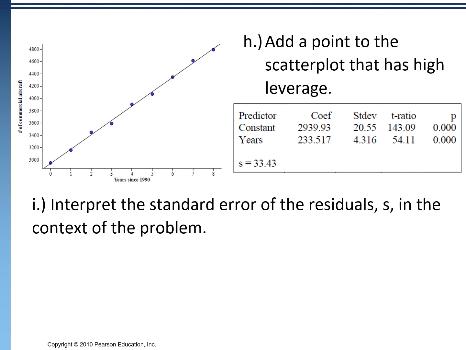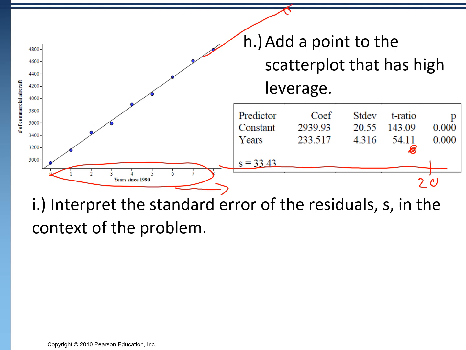So a high leverage point is going to be far away from the rest of the points on the x-axis. So let's say this x-axis extended out to, say, 20. Any point far away from the rest of the x values would have high leverage. Okay, so we could maybe put that would be high leverage. And even if it's in line with this, let's say up here, that point would have high leverage because it's a bit further away from the other ones. It doesn't matter that it's in line with it. It would still have high leverage.